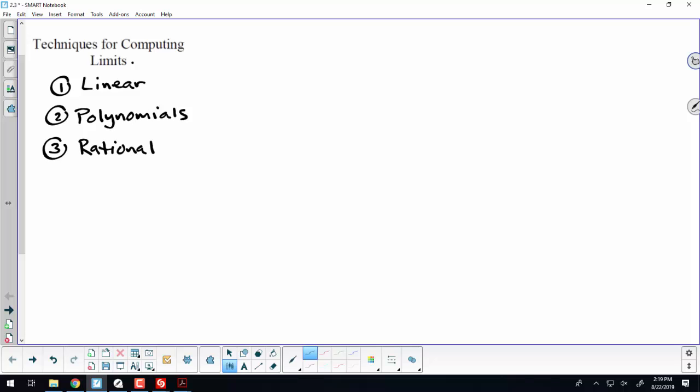Do y'all remember rational functions? Give me an example of a rational function. 1 over x. Do you remember those weird things? Those types of things where we take the quotient of two polynomials, one polynomial divided by another. And we look at some other types of functions.